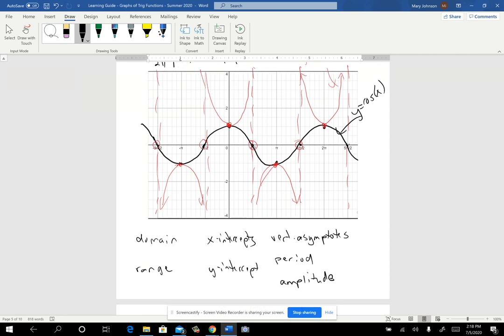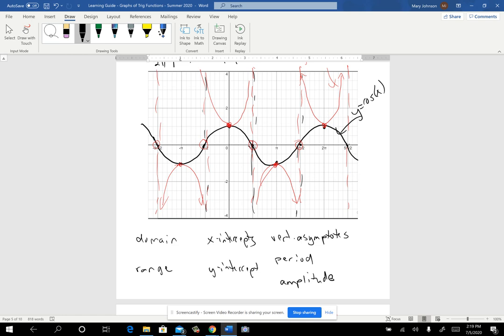And so I can see that the domain is not going to be all reals because those dashed lines that I have, vertical lines, those are the vertical asymptotes. Those are gaps in the graph horizontally. There's no ordered pair there. And see, it happens at pi over 2 and 3 pi over 2 and 5 pi over 2.